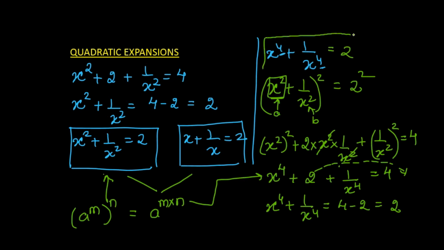So what do we see? That the value of x plus 1 by x was given as 2. We figured out x square plus 1 by x square also as 2 and x to the power 4 plus 1 by x to the power 4 also as 2. I hope this much is clear. Okay, we will do one more example.